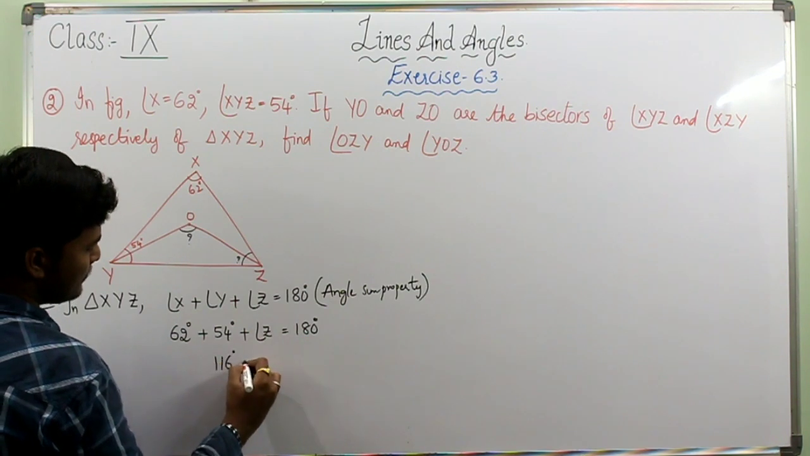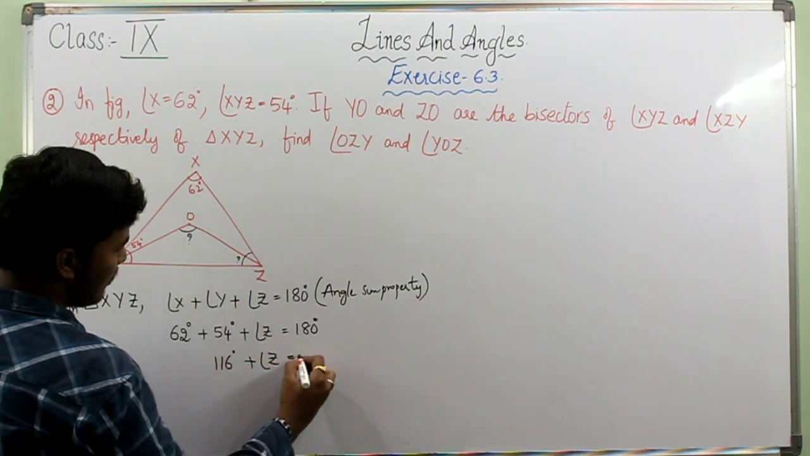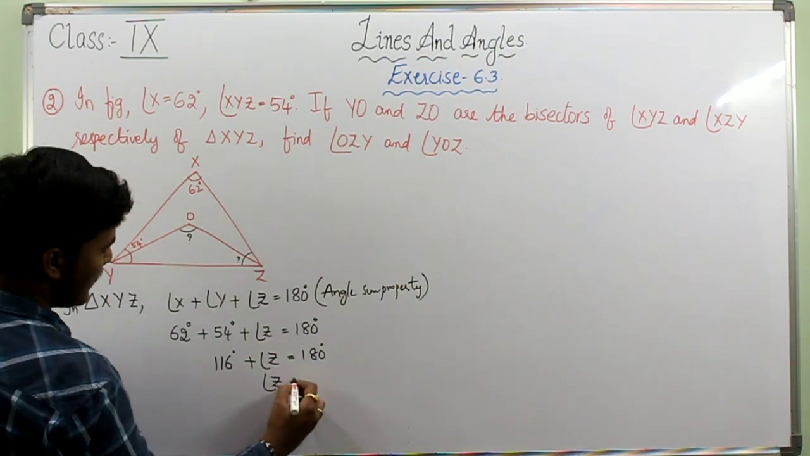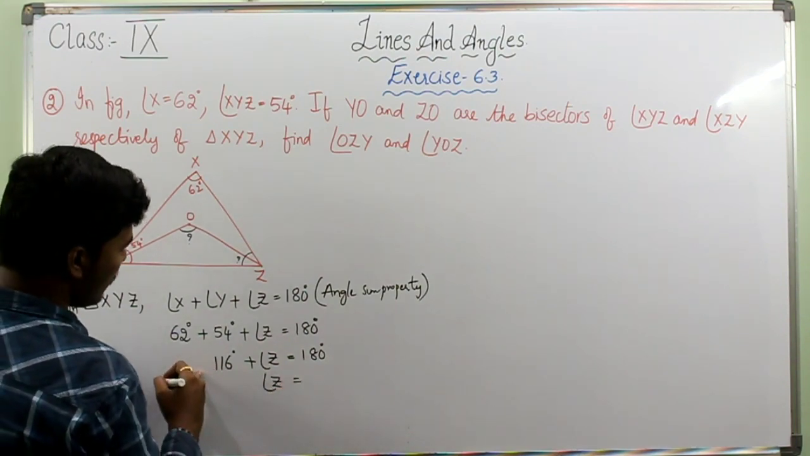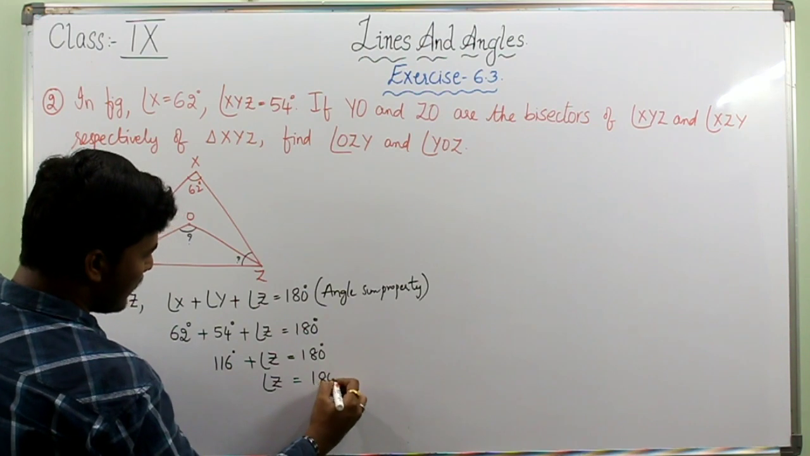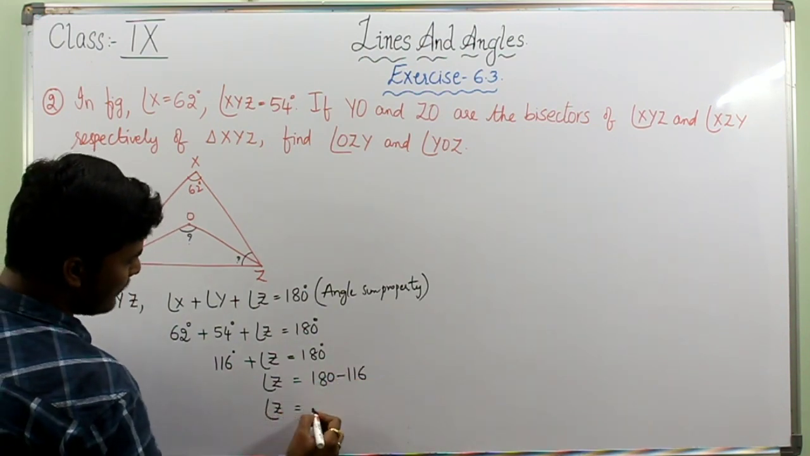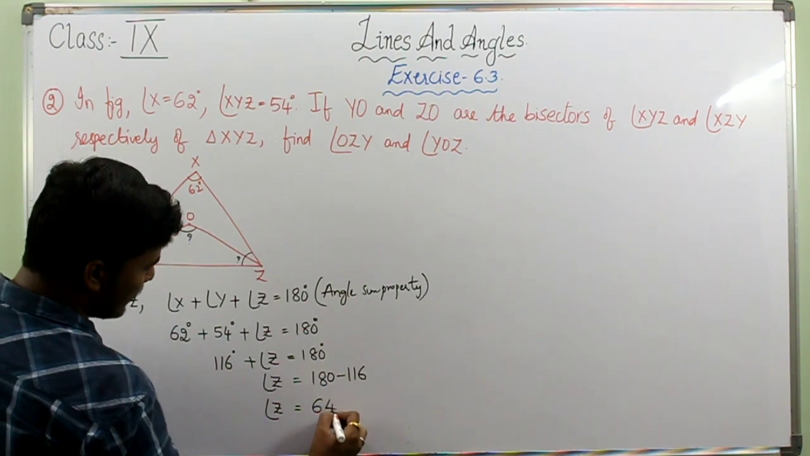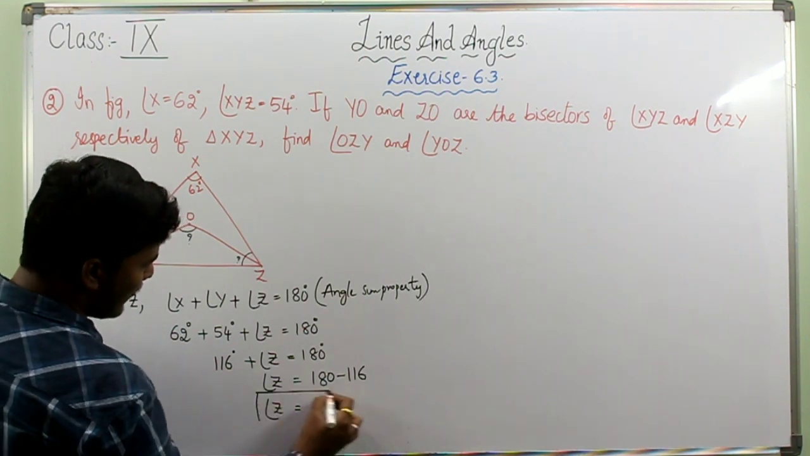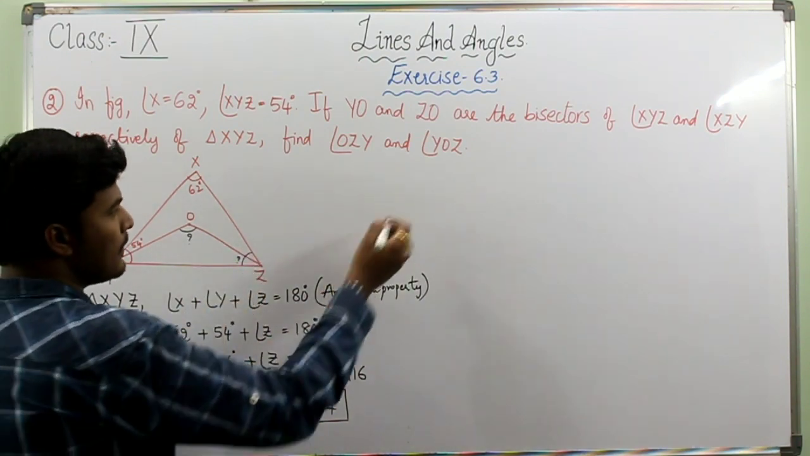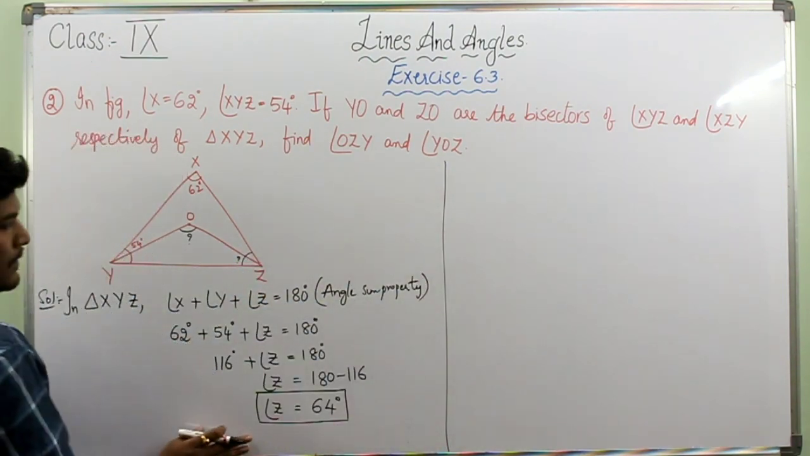116 degrees plus angle Z is equal to 180 degrees. From that, angle Z is equal to 180 minus 116. So from that, angle Z will be equal to 64 degrees. Angle Z is equal to how much? 64 degrees. So we got angle Z now.